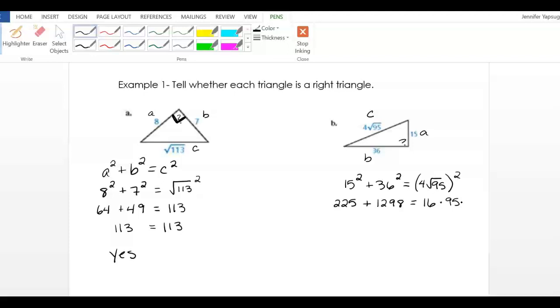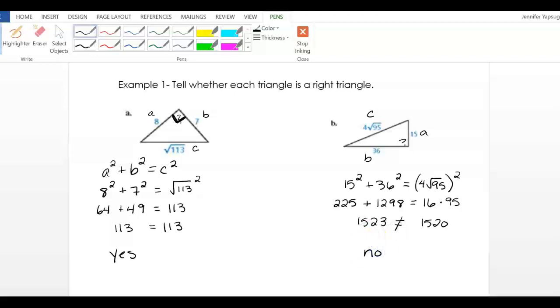All right, so use your calculator to go ahead and add these two together. So you will get 1,523. And then on this side, I get 1,520. So what do you notice? That they're not the same. So these are in fact not equal. So therefore, this is not a right triangle.